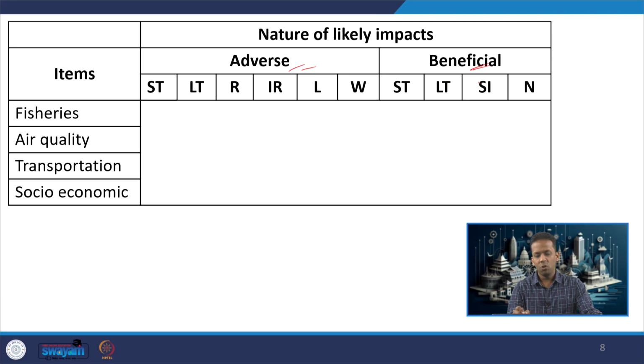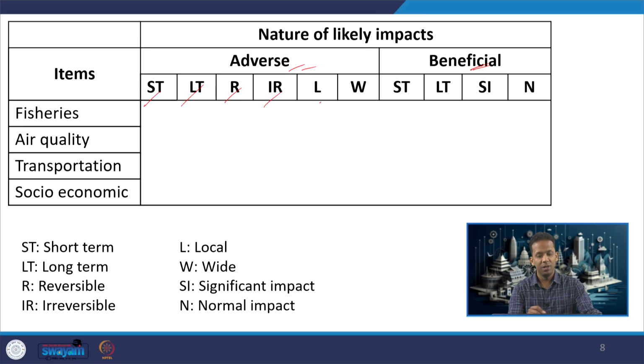And within adverse or beneficial we can have more categories, like whether it is short term, long term, reversible, irreversible. What is L and W? Local and wide. Some impacts would be restricted to the local regions, some impacts may go very wide across the region.